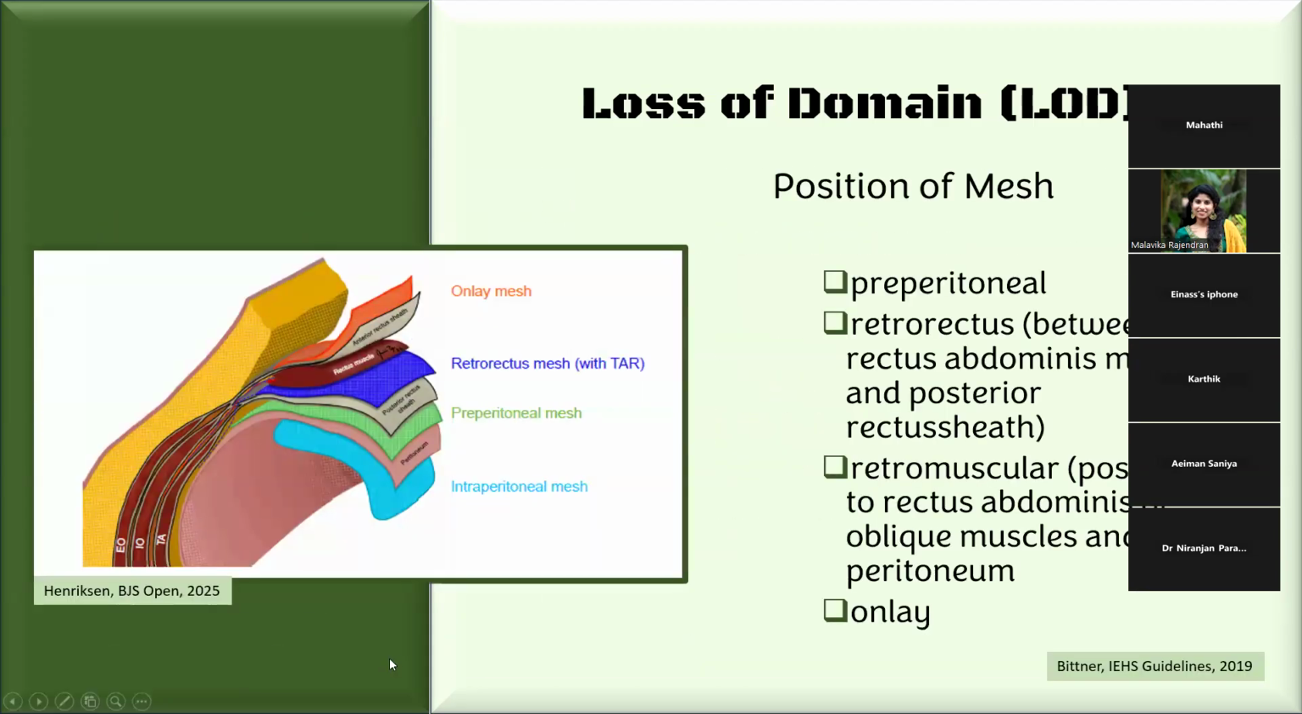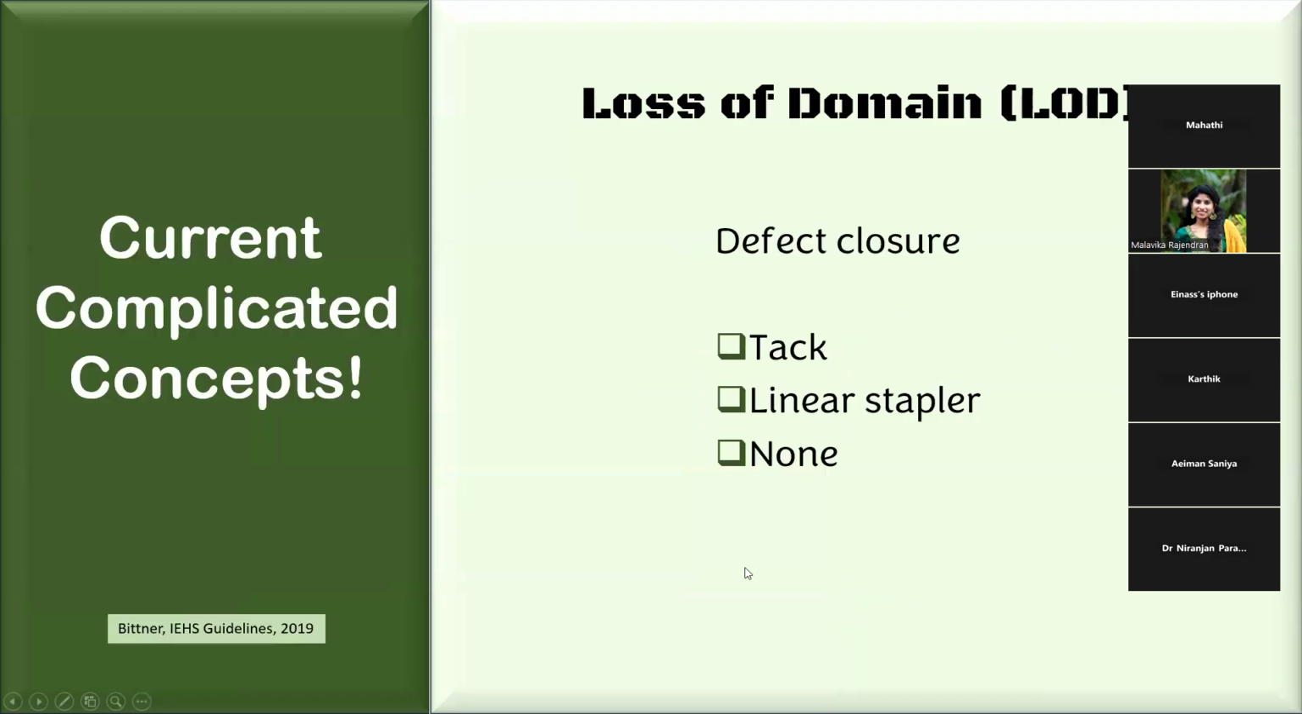Okay. So I'm giving you general principles, and then I'll tell you the specific operations later. Here, as I said, the principle is to decide where you put the mesh, depending on the convenience and the kind of dissection that you do. The next thing is to close the defect. If you're closing the defect, then you can either use a tack or a linear stapler. And to me, the last one is the commonest. I don't close any defect.